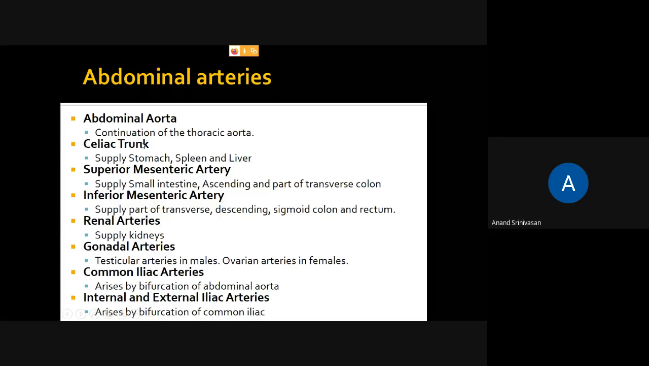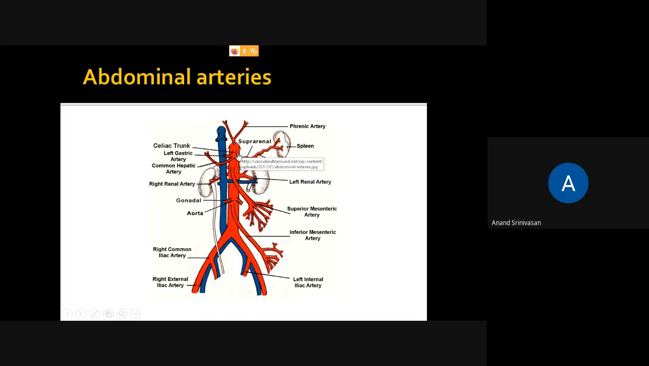Now, from the abdominal aorta, the celiac trunk emerges, the superior mesenteric artery, the inferior mesenteric artery, two renal arteries on either side, and two gonadal arteries on either side. Then after this, the abdominal aorta divides into right common iliac and left common iliac. Now this right common iliac divides into right external and right internal. Similarly, the left common iliac divides into left internal iliac and left external iliac.